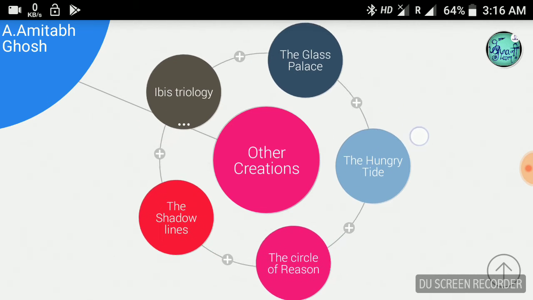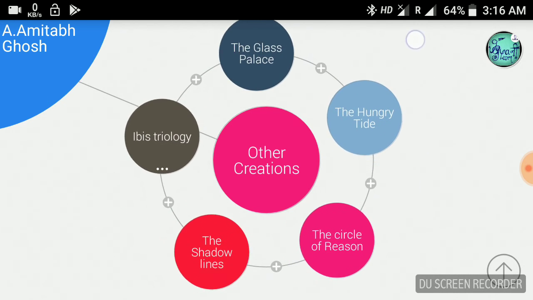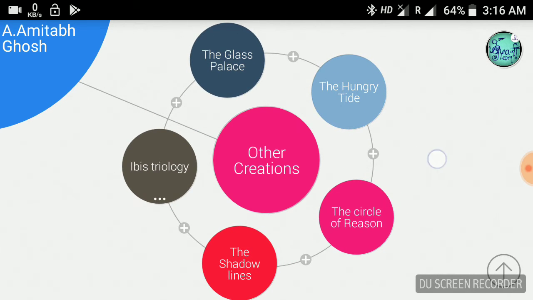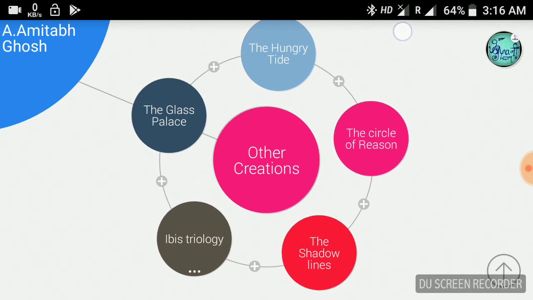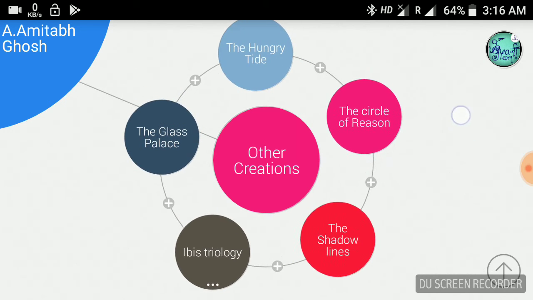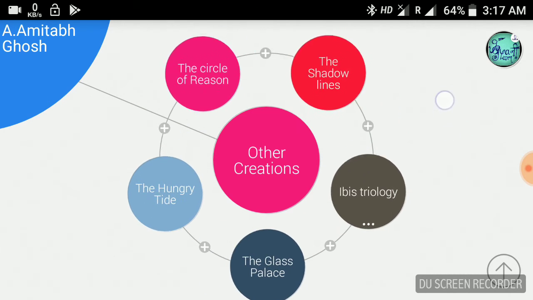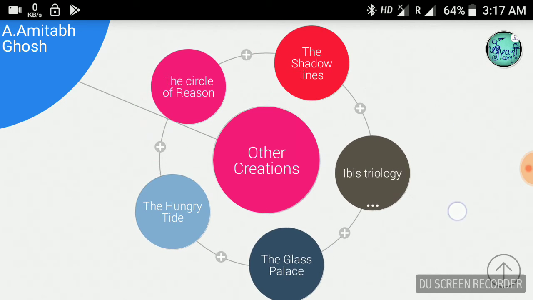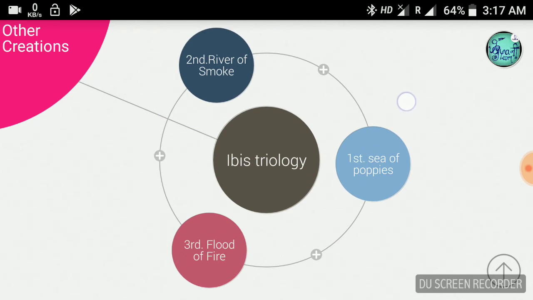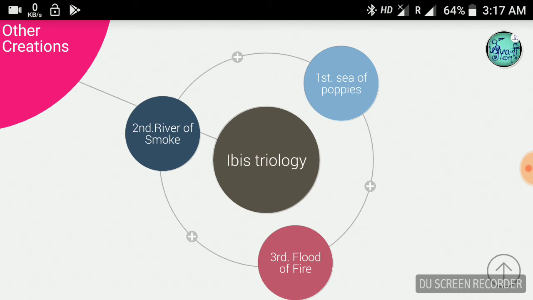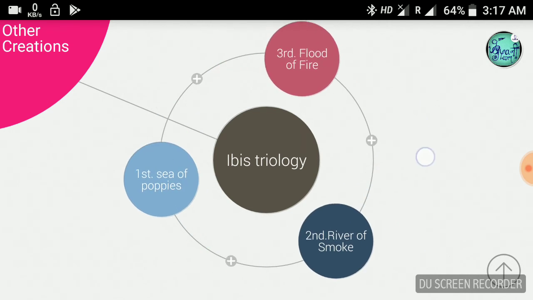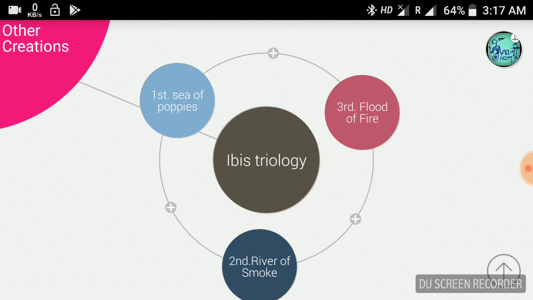Some of his other creations are The Glass Palace, The Hungry Tide, written in 2014, at the time when the tsunami came in India. The third one is The Circle of Reason, The Shadow Lines, and he wrote a trilogy named the Ibis trilogy. In the Ibis trilogy, three books are there. First is Sea of Poppies, second is River of Smoke, third is Flood of Fire.